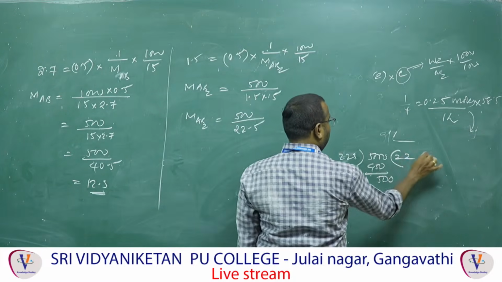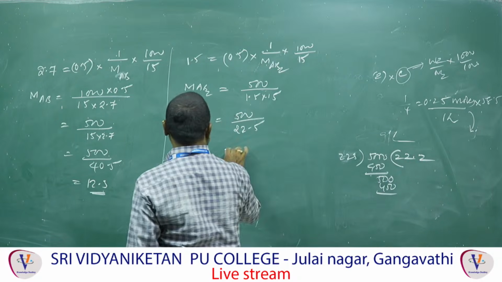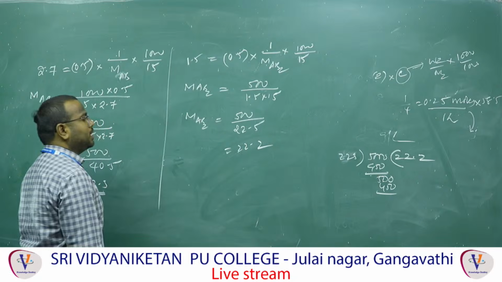Another 500, so 22, that is 450 again. So 22.22. 22.22 is correct.